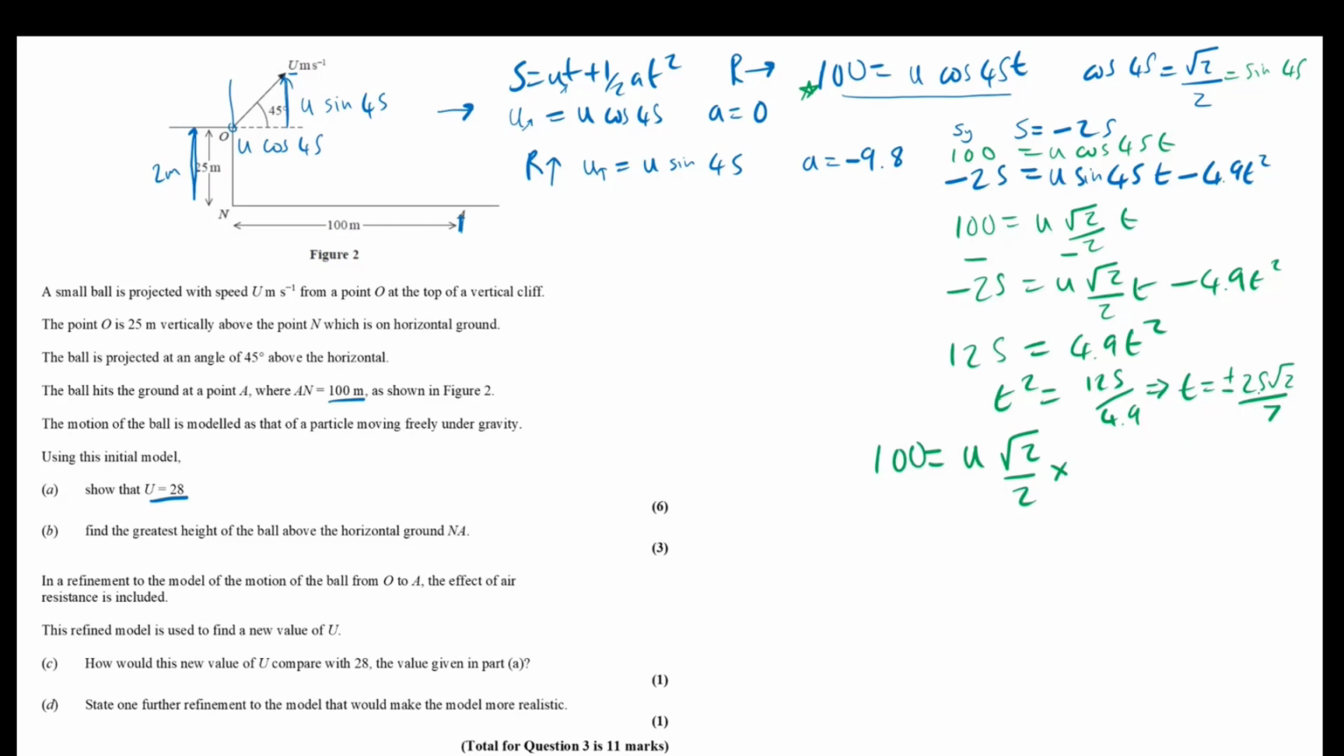Now obviously t is going to be the positive value because it's time, which would simplify. So root 2 times root 2 is 2, but that 2 over 2 will cancel, so you'll get u 25 over 7, and if you divide out by 25 over 7 on both sides, you will get u, which is capital U in this instance, equals 28, and that is your 6 marks.